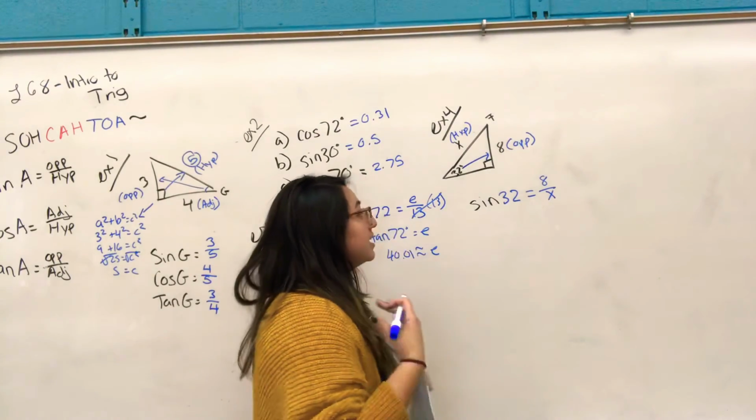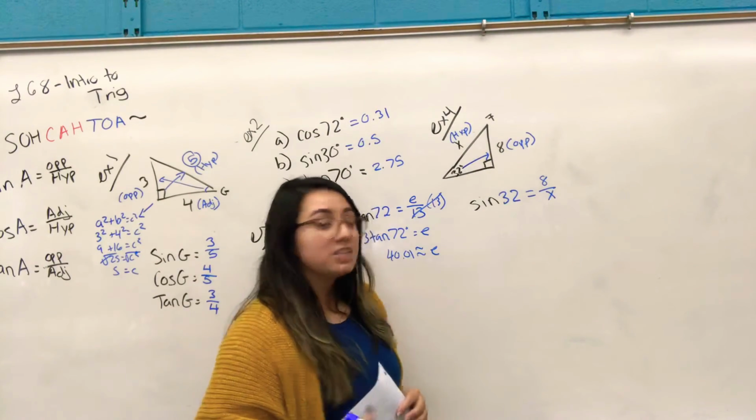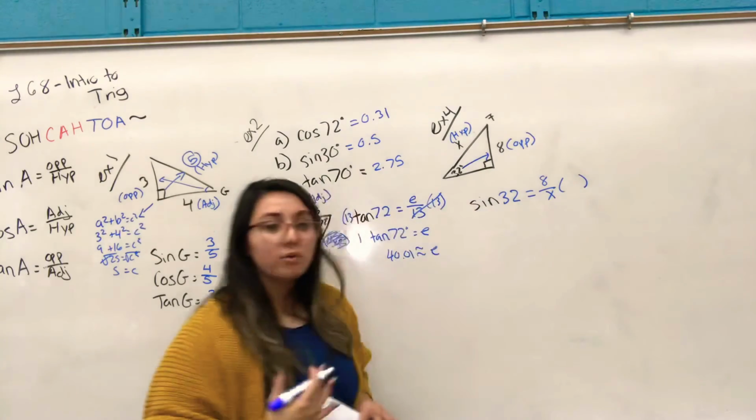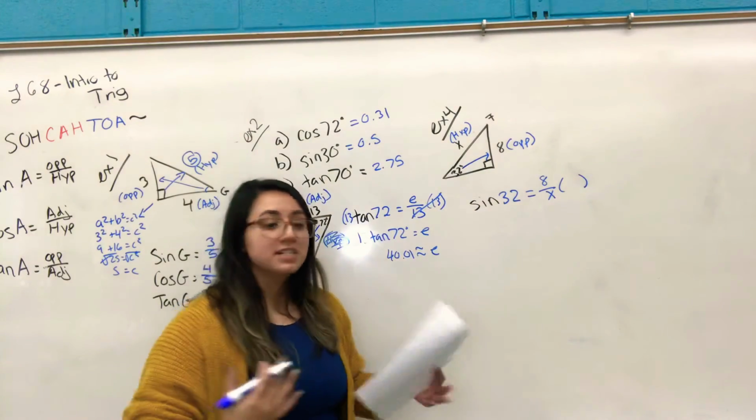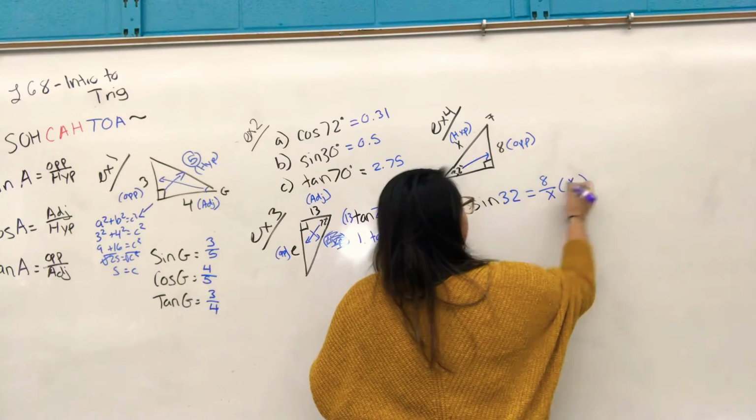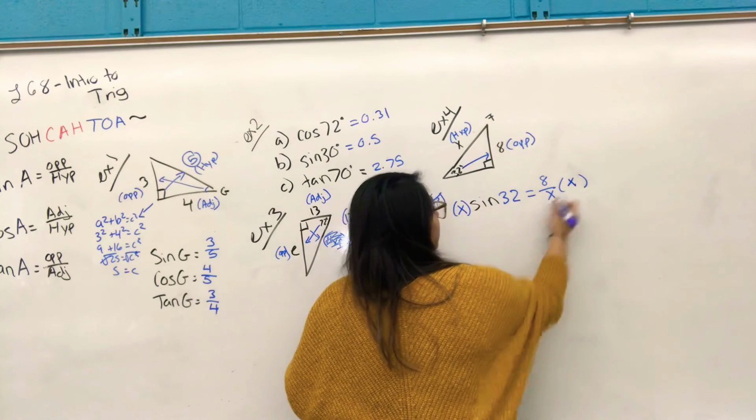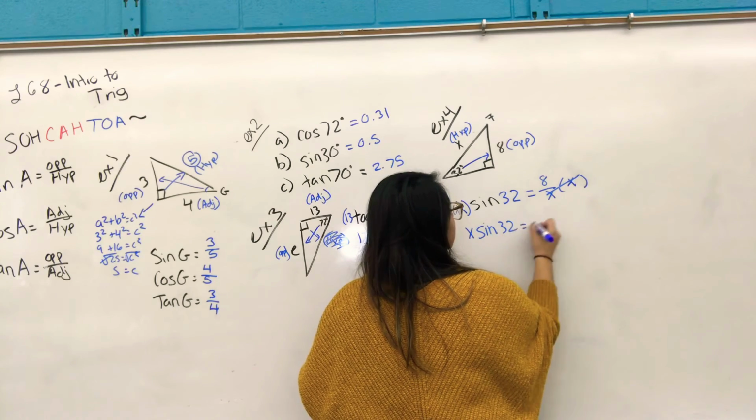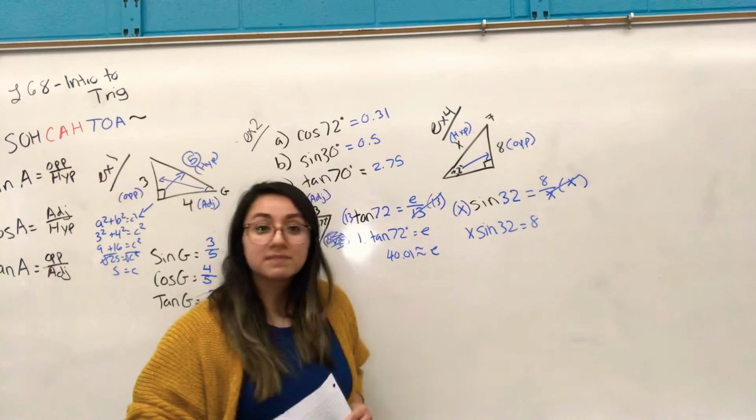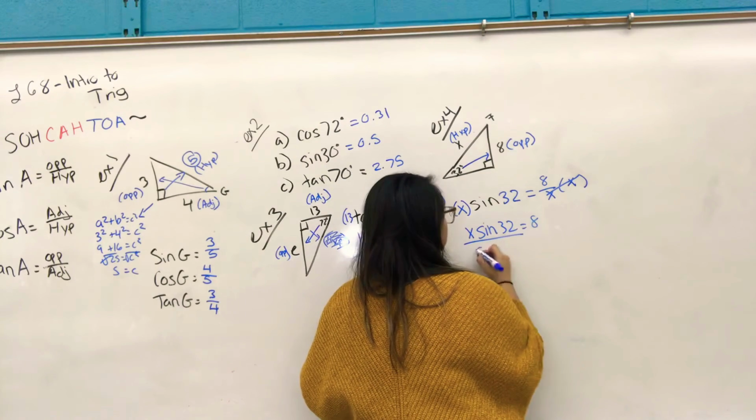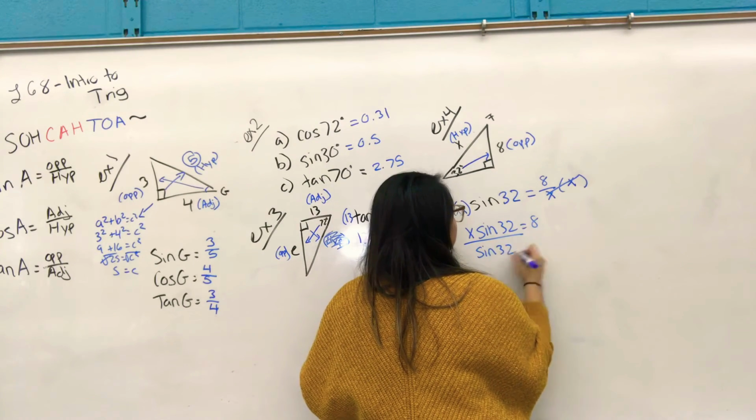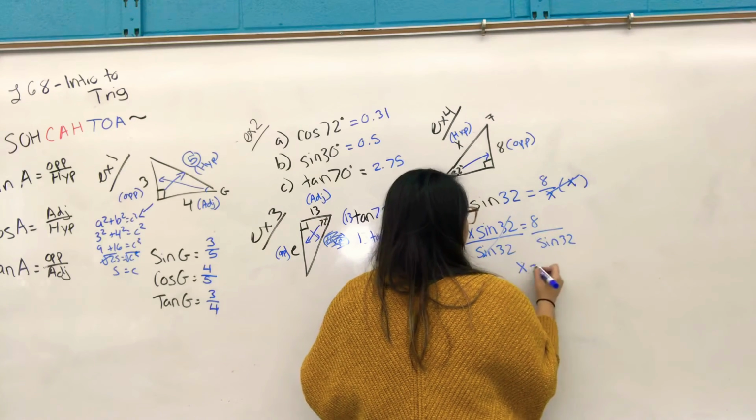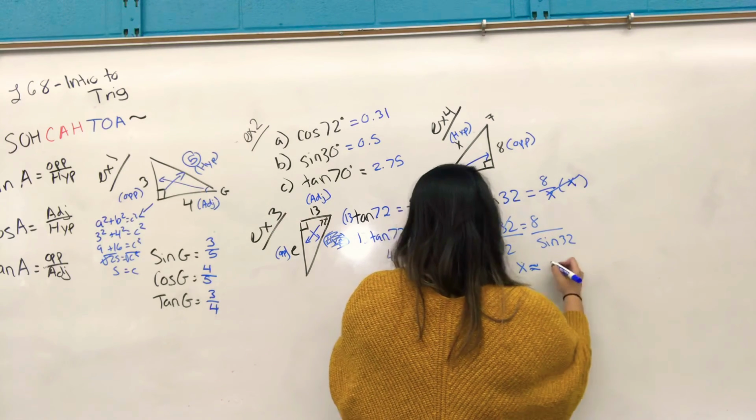You can't just divide or multiply by 8 because it's in the denominator. So to do this, whenever you're dividing, you're always multiplying both sides by whatever is in the denominator. In this case, x is in the denominator. Now we have x times sine of 32 is equal to 8. We're solving for x. To get x by itself, you divide both sides by the sine of 32, and then you'll get what x is. It's about 15.10.